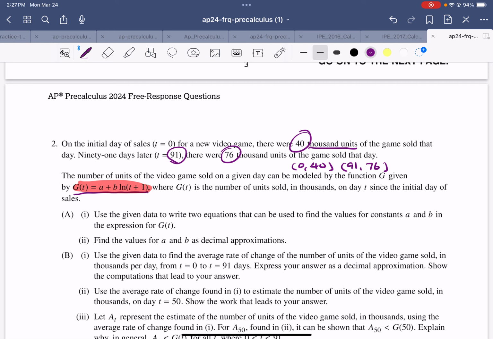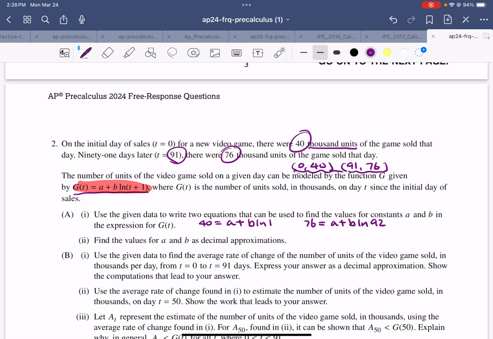So you simply plug in those 2 points. First of all, instead of g of t, you plug in 40. So 40 equals a plus b times ln of t plus 1, where t is 0, so 0 plus 1 is 1. Leave it like that. That's one equation. The other one, when you plug in the second point: 76 equals a plus b ln of 91 plus 1, which is 92. So that's the answer for the first portion. Those are two equations.